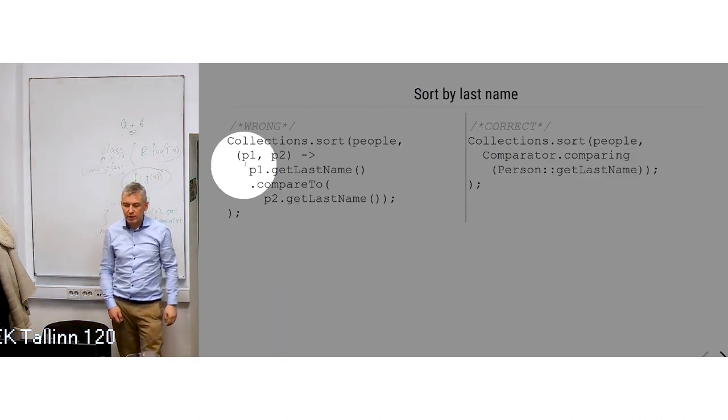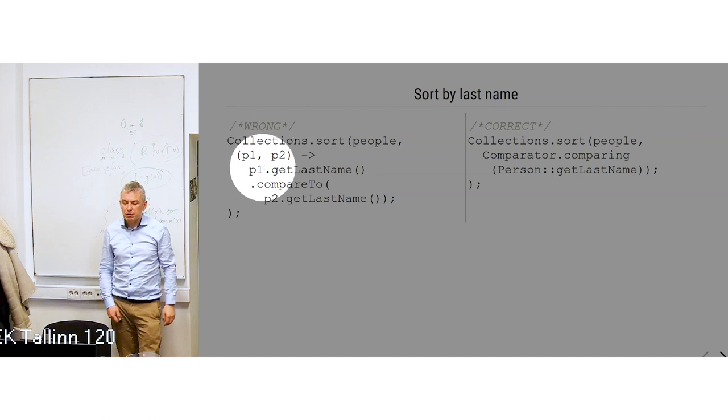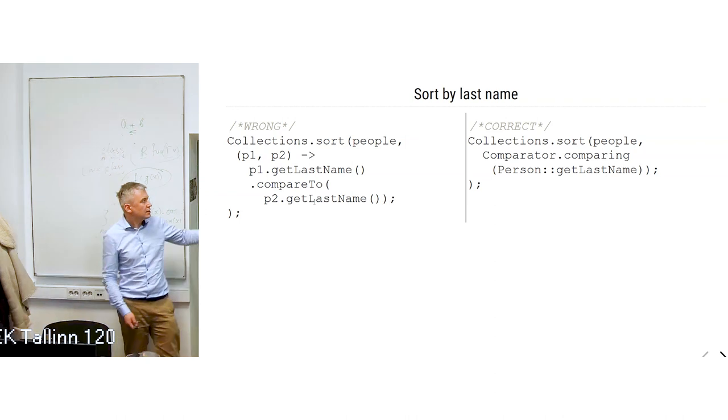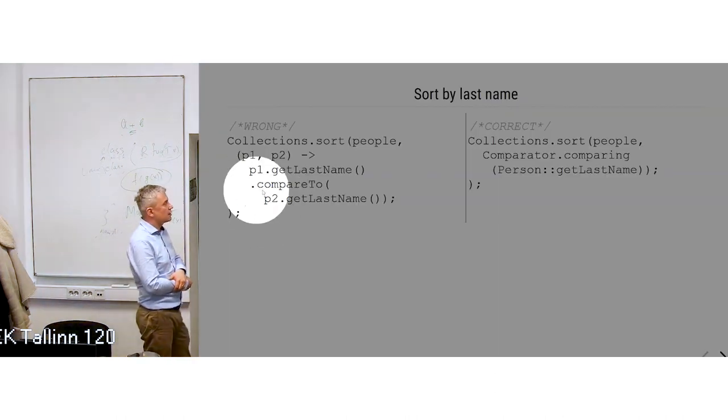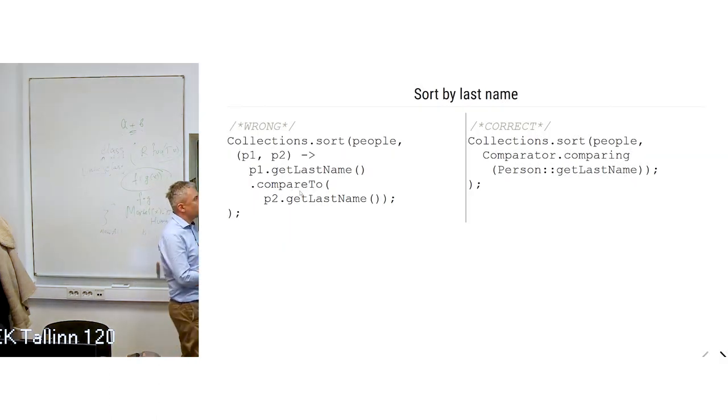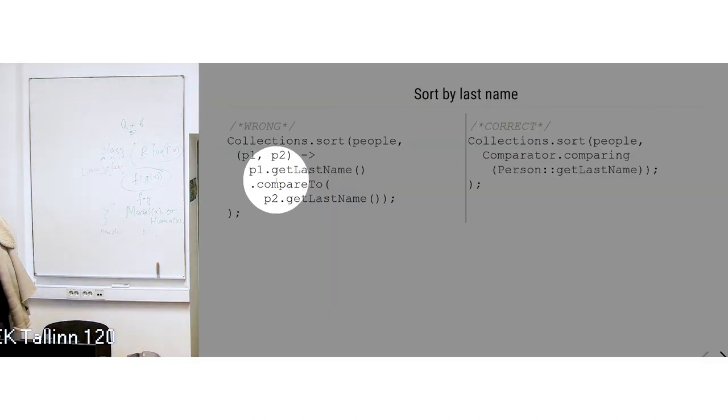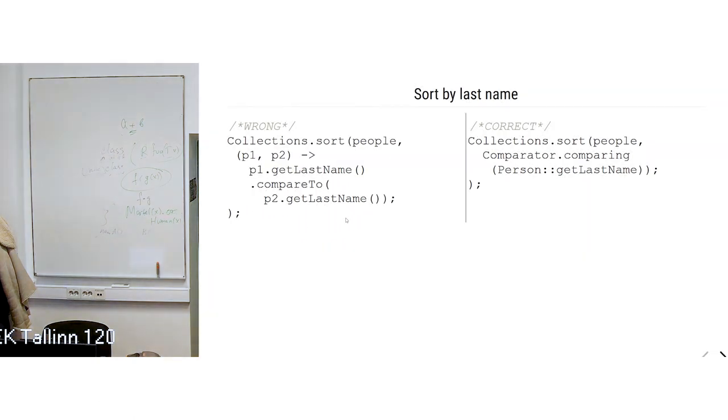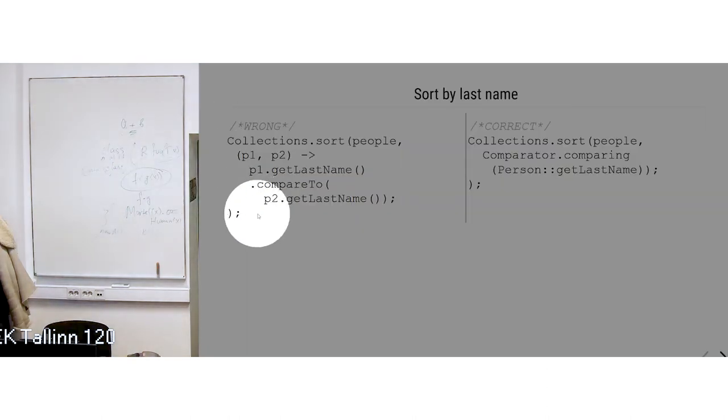You can use a lambda here. p1, p2, p1 get last name, compare to p2 get last name. And this is a correct lambda. And this lambda itself cannot be converted to a method reference, just because we have a method call here, then a method call here, and it's too complicated, and we cannot convert this one to a method reference. So this lambda cannot be converted.